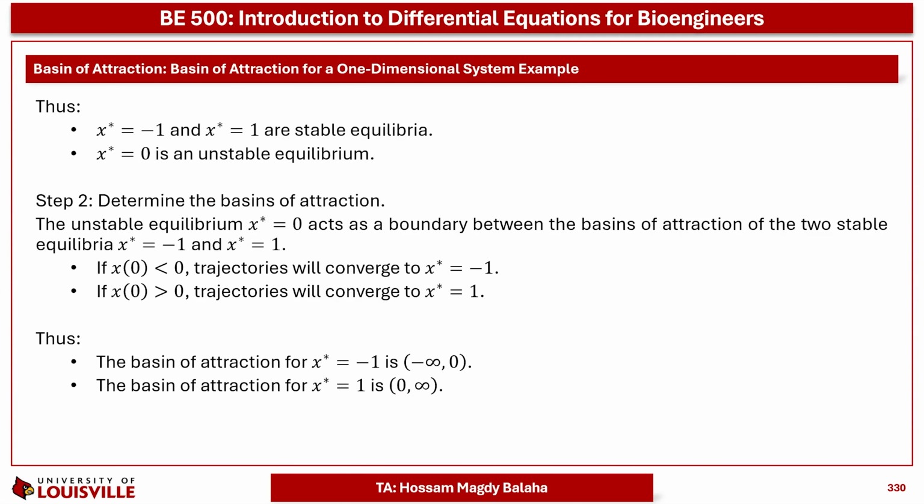Then we need to determine the basins of attraction. This step comes after getting which is stable and which is unstable. The unstable equilibrium here acts as a boundary between the basins of attraction of the two stable equilibria, x = -1 and x = 1, because if you plot them, 0 is here, 1 is here, -1 is here. So these are attractors, and this can be considered a boundary between them. If you plot them, as we are going to do now, you will find that points will be attracted to -1 if you are dealing with that region, and other points will be attracted to the other attractor, which is 1, if you are dealing with that region.